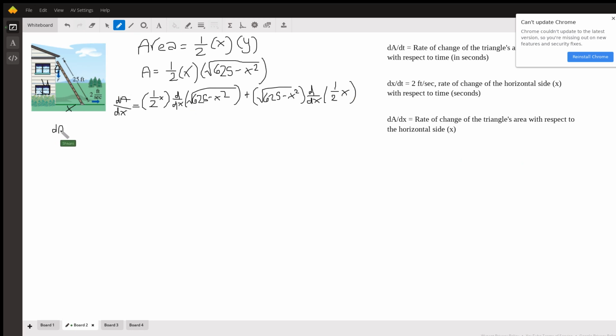So dA over dx is equal to 1/2 x times negative x over root 625 minus x squared, plus root 625 minus x squared, and the derivative of 1/2 x is going to be 1/2.